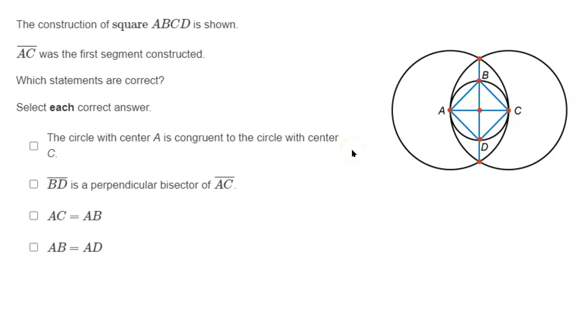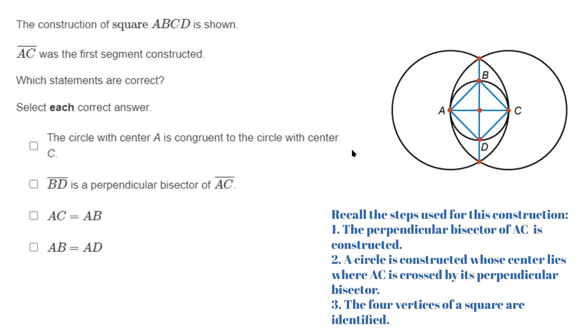The construction of square ABCD is shown. Line AC was the first segment constructed. Which statements are correct? Select each correct answer. Your options are: the circle with center A is congruent to the circle with center C. Segment BD is a perpendicular bisector to AC. AC is equal to AB, and AB is equal to AD.